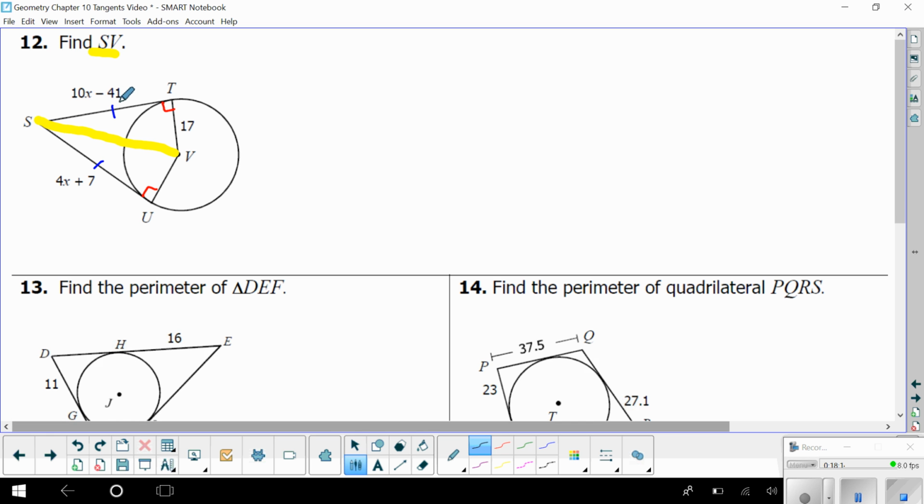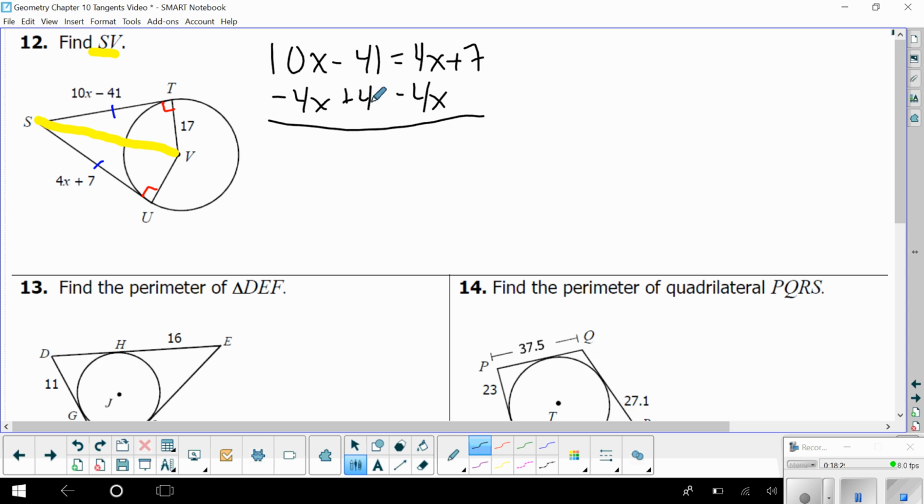So if I know that these two things are congruent, 10x minus 41 equals 4x plus 7. Subtract my 4x. I'm going to add my 41. So I get 6x equals 48, x equals 8. All right, so I got my 8.